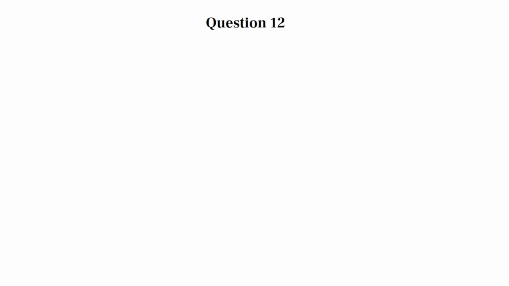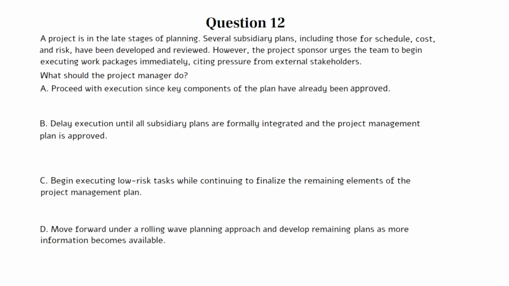Question 12. A project is in the late stages of planning. Several subsidiary plans, including those for schedule, cost, and risk, have been developed and reviewed. However, the project sponsor urges the team to begin executing work packages immediately, citing pressure from external stakeholders. What should the project manager do?